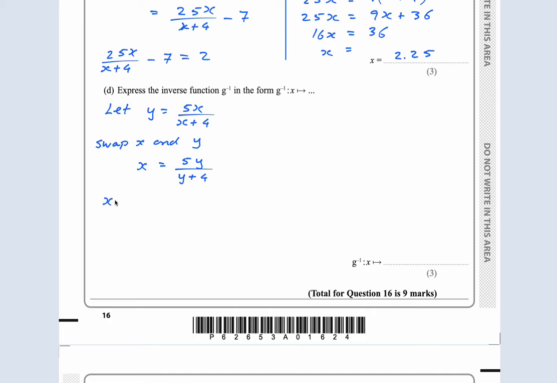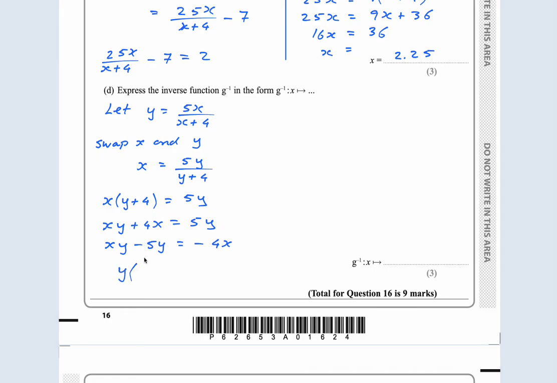So I'm going to have x times (y plus 4) equals 5y. Multiply out the bracket: xy plus 4x equals 5y. Get all my y's to one side, so I have xy minus 5y. I've subtracted this 5y, equals negative 4x. I'm subtracting the 4x. Then factorize.